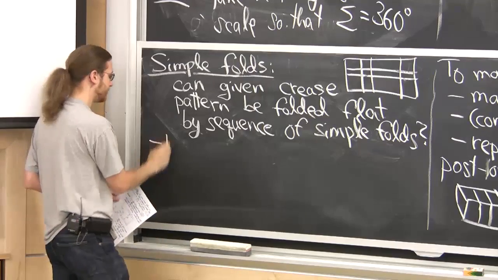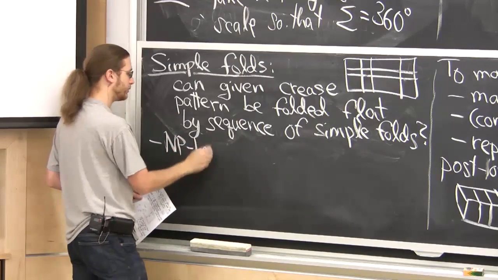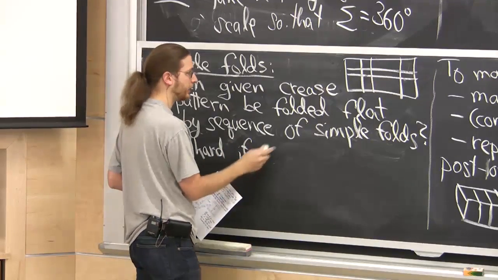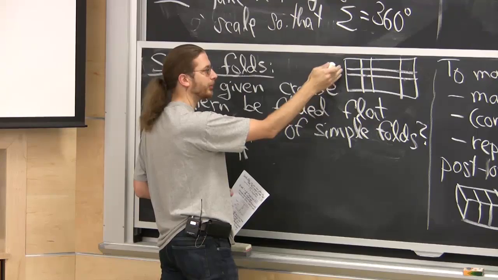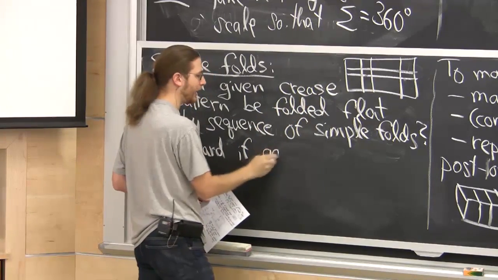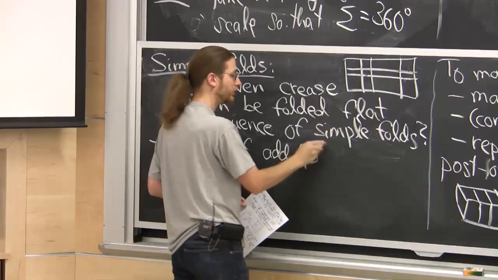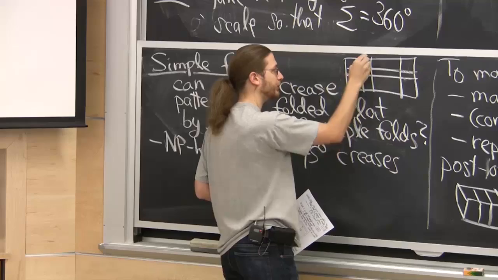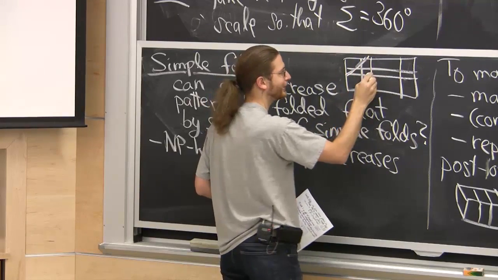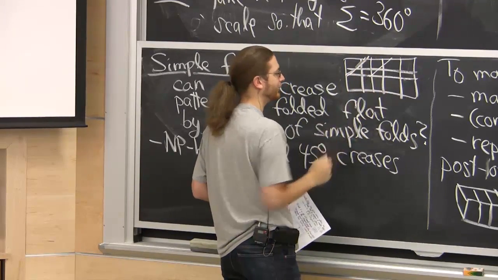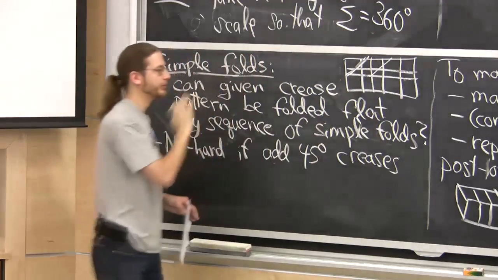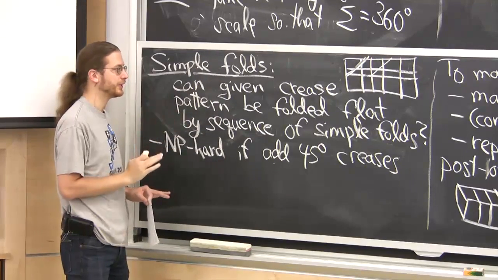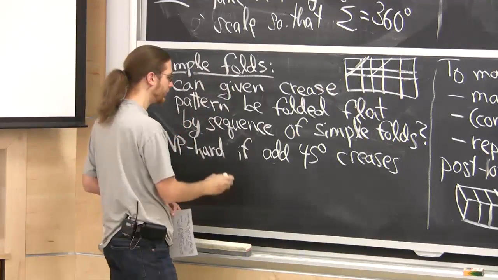This turns out to be NP-hard if we take this situation, the map situation, and we add 45-degree folds, creases. So I just add some things like that. Looks kind of crazy. Got to do some subdivision. I just add 45-degree folds, then this problem becomes NP-hard. So with orthogonal creases in a rectangle, it's easy, but you add one more direction, it's hard.